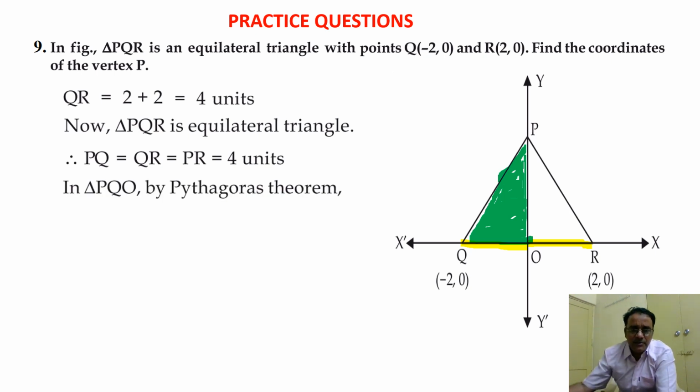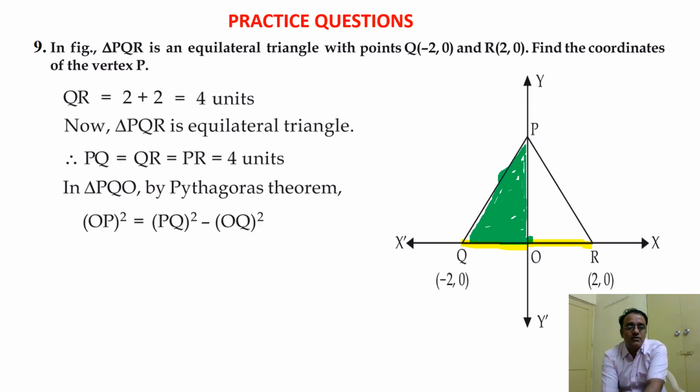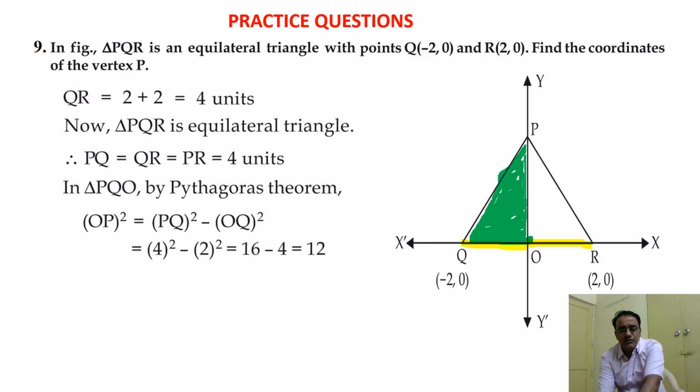Now in triangle PQO, by Pythagoras theorem, the square of hypotenuse is equal to the sum of the squares of the other two sides. So PQ square is equal to OQ square plus OP square. So we need to find OP. So OP square can be written as PQ square minus OQ square. Now substitute the value of PQ and OQ, we'll get 12. So OP is equal to root 12.